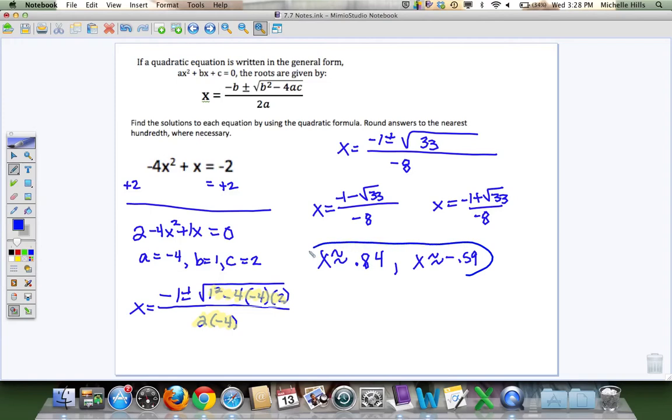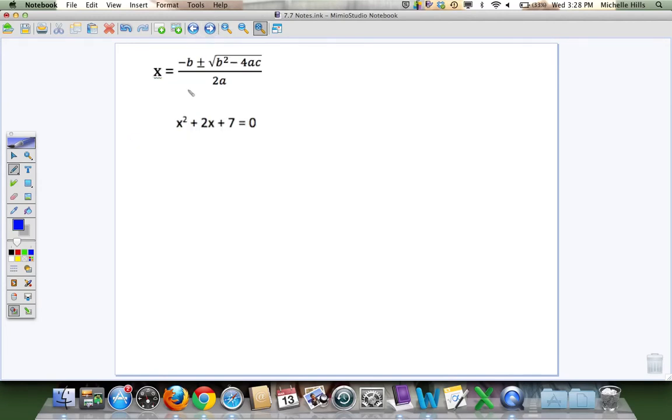So what do I know about this parabola? If I were to graph the parabola y equals negative 4x squared plus 1x plus 2, it opens down because the x squared is negative, although I could have moved everything to the other side, so this is a little bit more nebulous. But what I do know is it crosses the x-axis at 0.84 and at negative 0.59. And I said round the answers to the nearest hundredth where necessary. It didn't come out to be an even value, an integer of any kind, so I just put them in, rounded to the nearest hundredth.